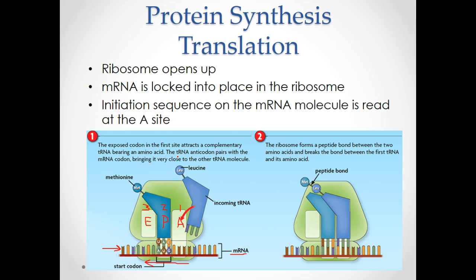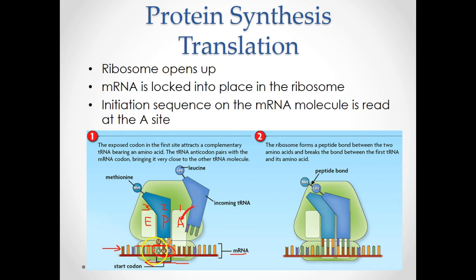Three phases of translation that you need to know are initiation, elongation, and termination. Initiation is exactly what it sounds like. The mRNA is going to move through this small subunit until this AUG codon is reached. The AUG codon is the universal start codon, and so we will always start at AUG.